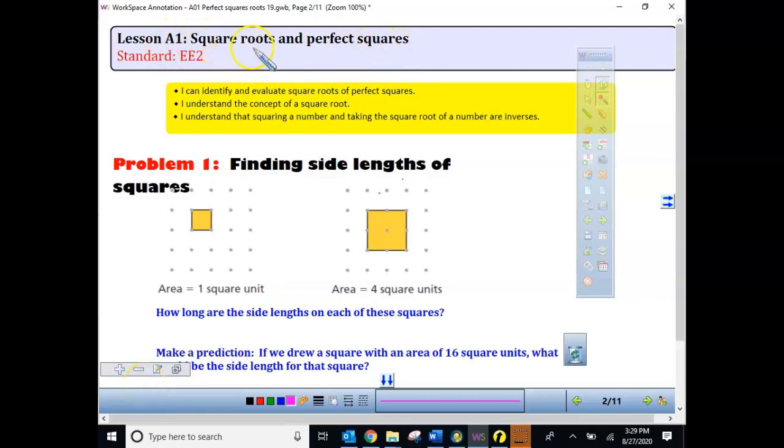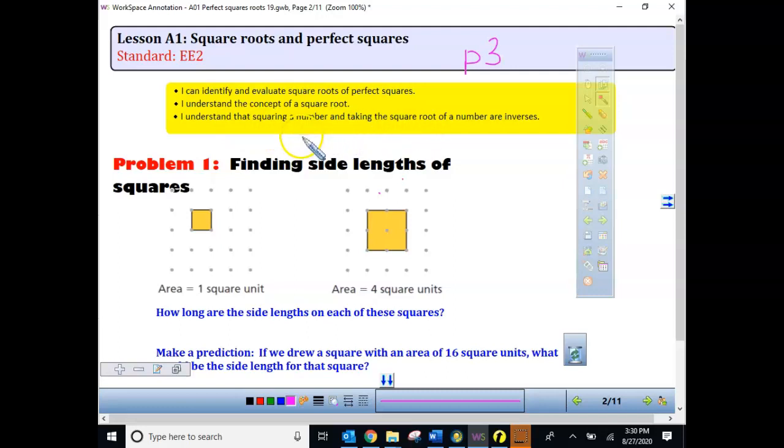This is lesson A01, Square Roots and Perfect Squares. If you're in your notebook and your workbook, this is page 3. These are our starting out standards we're going to look at. I can identify and evaluate square roots or perfect squares. I can understand the concept of a square root and understand squaring a number and taking its square root.